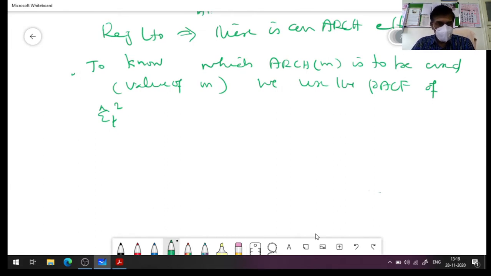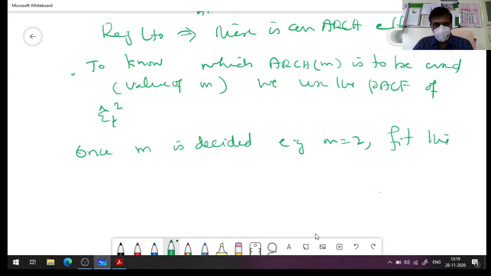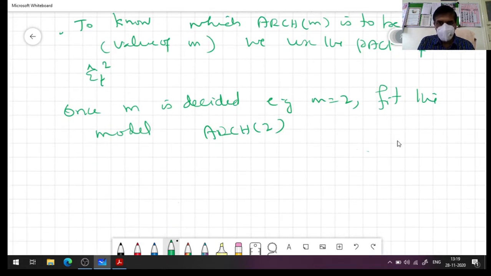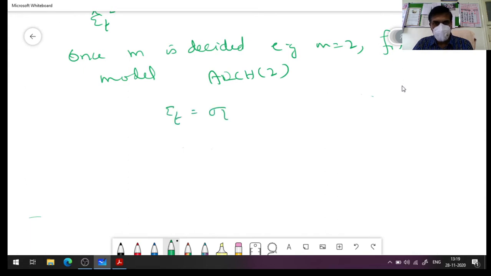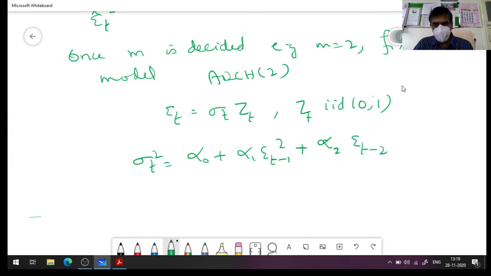Okay. So once M is decided, for example M equal to 2, fit the model ARCH 2. So what is the ARCH 2 model? It is basically epsilon t is equal to sigma t z t, where z is IID 0, 1, and sigma t squared is alpha naught plus alpha 1 epsilon t minus 1 squared plus alpha 2 epsilon t minus 2 squared. I'm going to fit this model, and this is done in R with what is called GARCH. There is a library, and once you use it, you can fit them in one command.